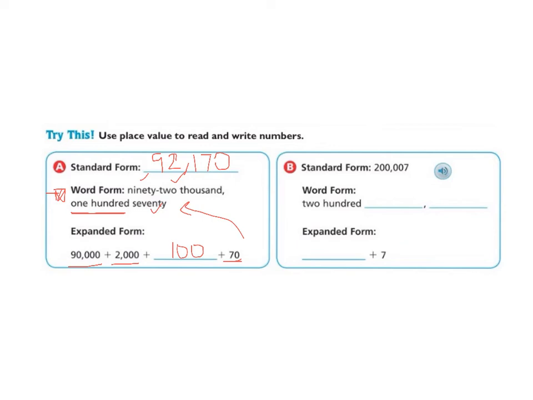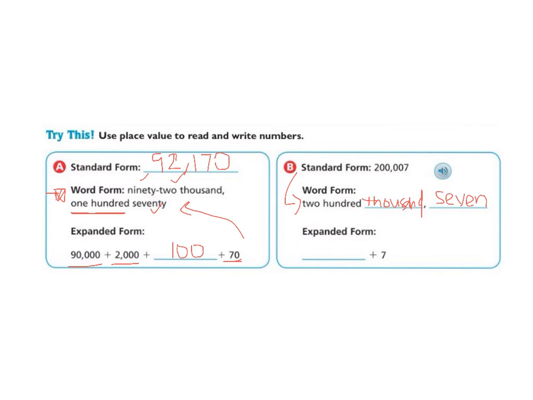Let's try this again with example B. This one, they gave us the standard form, but we need to fill in the holes for word form and expanded form. So in our standard form, we have 200,000, remember that's where the comma is, 7. 200,007. So look at our word form. We have 200, well, what's that word that comes right before the comma? The place value, 1,000. And the last thing that's in our number, 200,007.